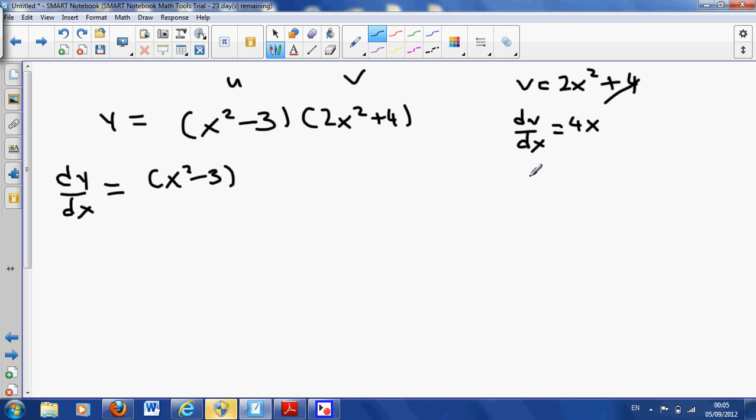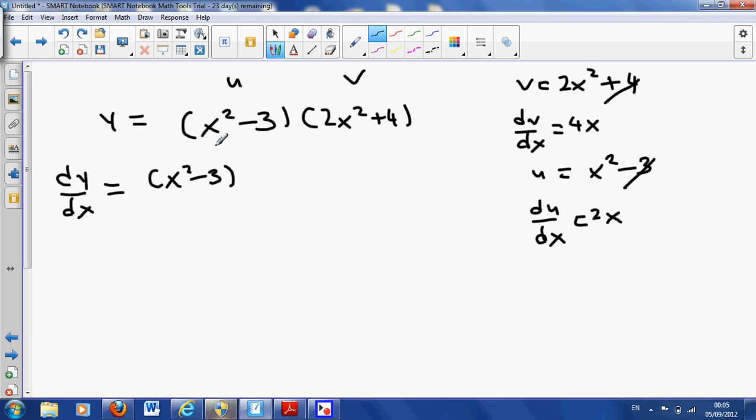And we got to remember that u is x squared minus 3, okay, which means that the du dx is the same principle. When you differentiate x squared, 2 goes to the front, becomes 2x. The 3 is a normal number, it disappears, right? So the du dx is 2x, okay?